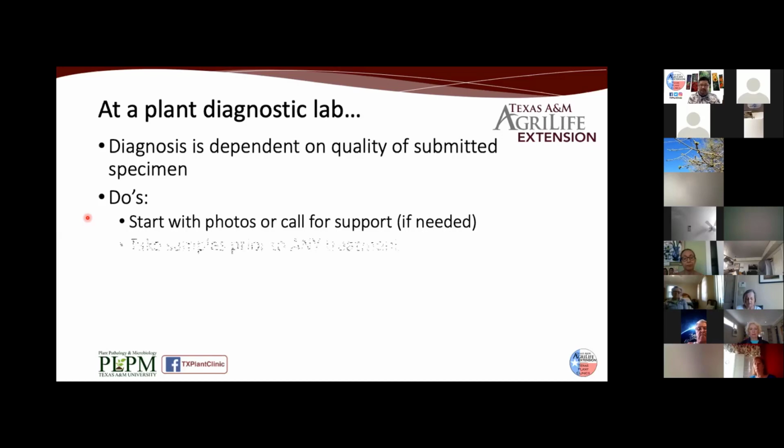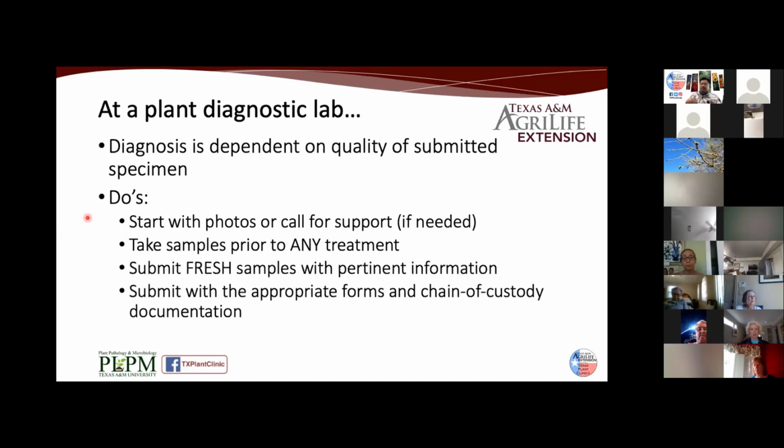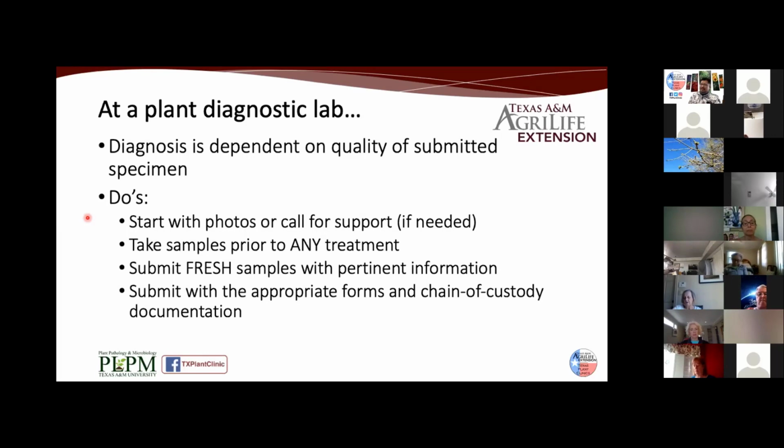So these are some of the do's that we suggest to folks. And this is something you can do too when you work with clientele in your counties. Ideally, start with photos or a call for support. If you don't know what you're looking at or what sample you ought to be taking, take pictures of what you think is wrong. Make that phone call to ask what would be an appropriate sample to submit. The clinic has folks who would be glad to look at that and provide some suggestions.